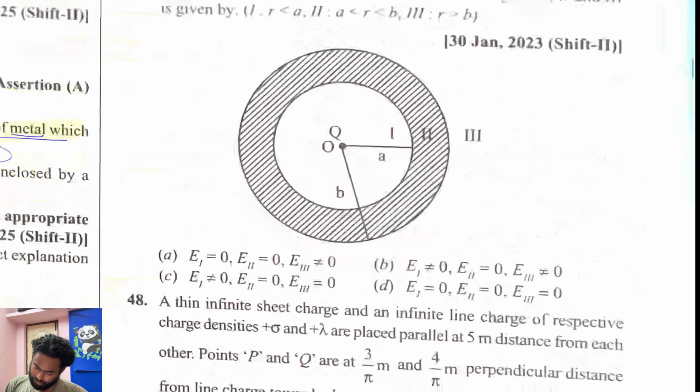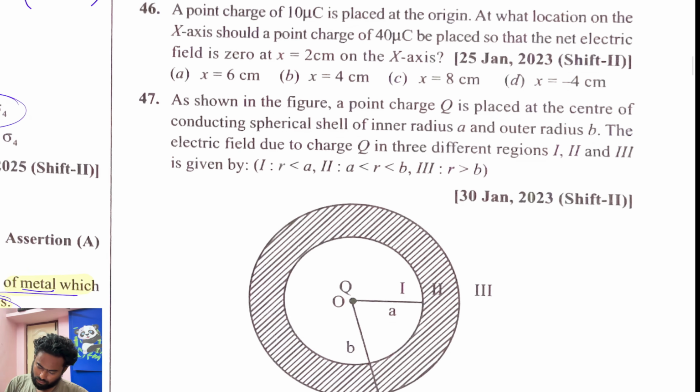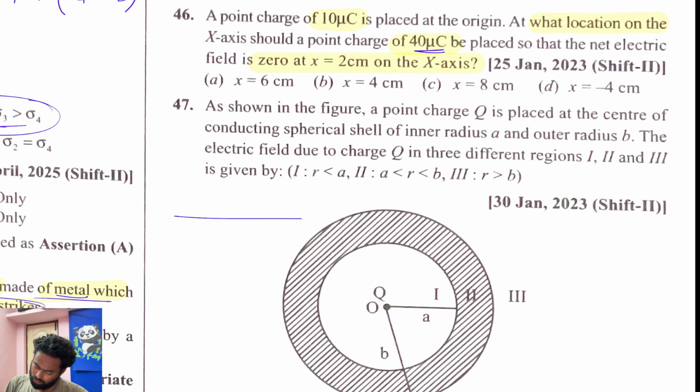Next question. A point charge of 10 microcoulomb is placed at the origin. At what location on the x-axis should a charge of 40 microcoulomb be placed so that the net electric field is 0 at x equals to 2 centimeter? So the 10 microcoulomb is at the origin, and the 40 microcoulomb is at distance x, with the electric field 0 at x equals to 2, at 2 comma 0.